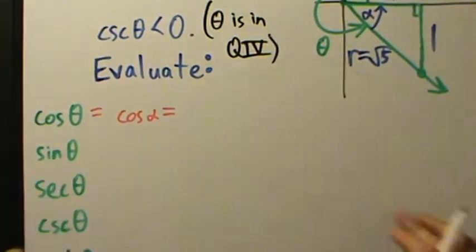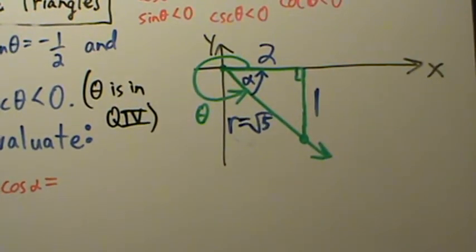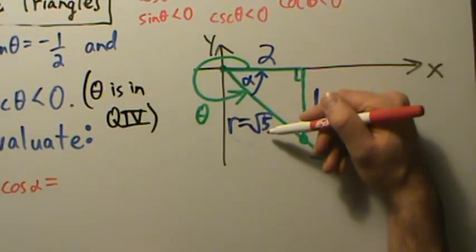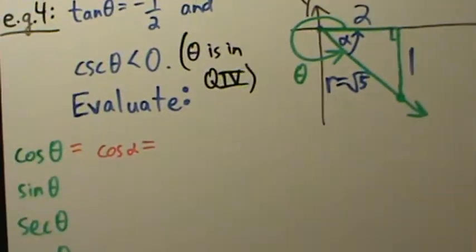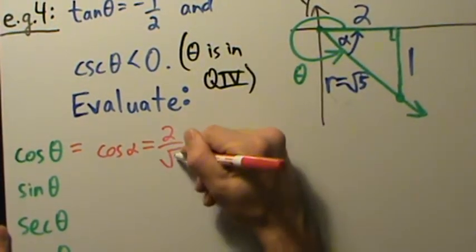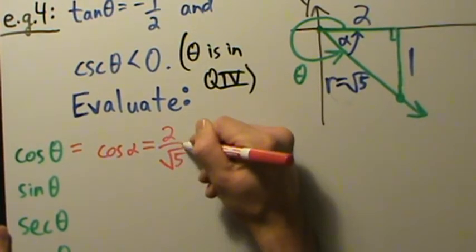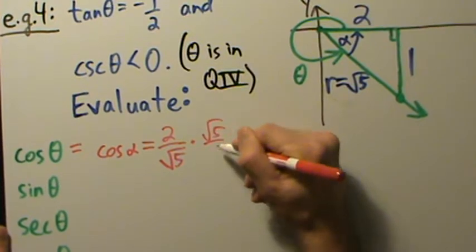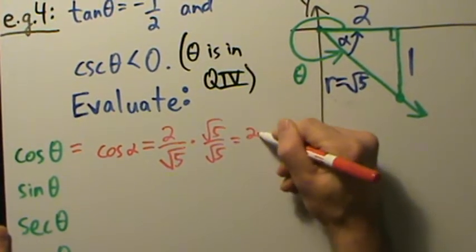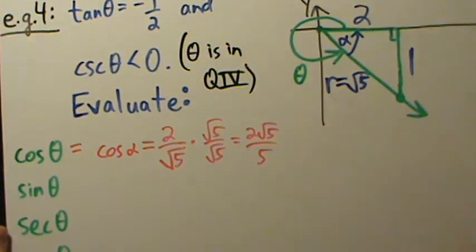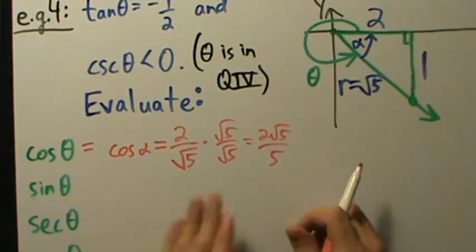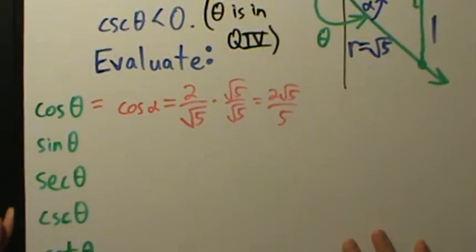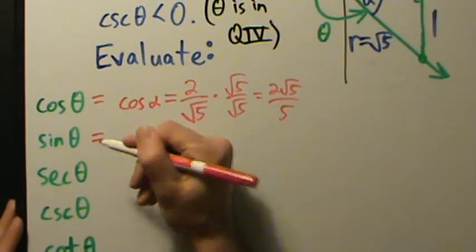Well, what is cosine of alpha? It's adjacent over hypotenuse, 2 over root 5. Which is a perfectly acceptable answer if you were one of my students, but if you have to rationalize, or if you really want to, multiply by root 5 over root 5, and you get 2 root 5 over 5, which I do not believe is more simplified than 2 over root 5. Anyway, how about the sine of theta?